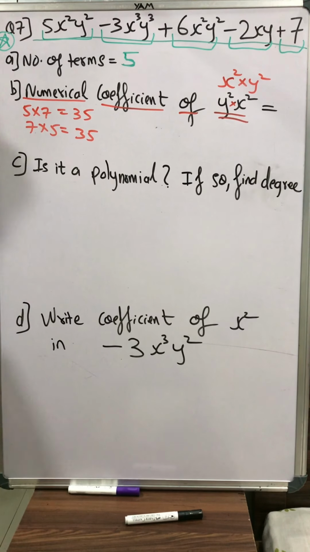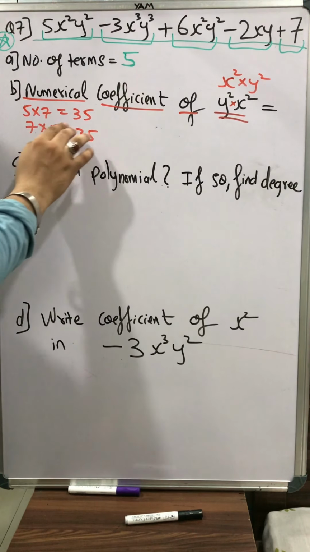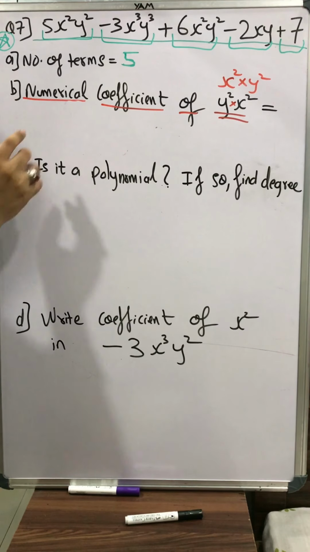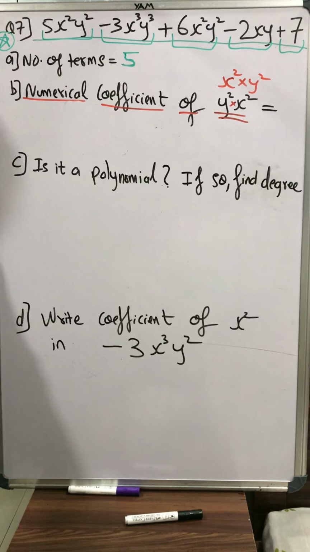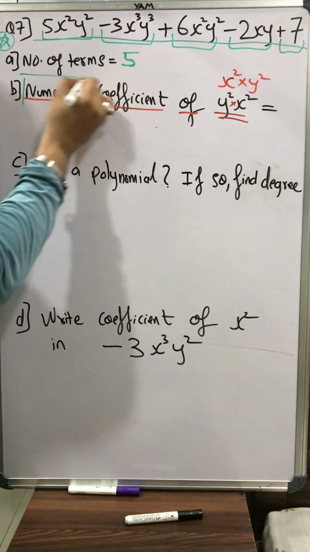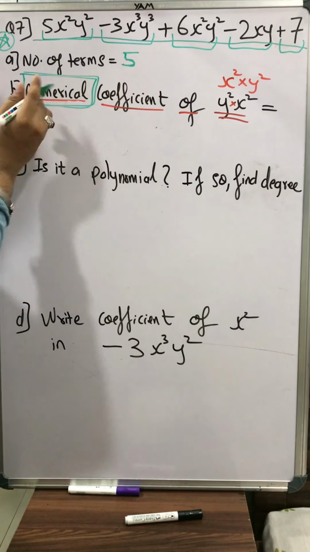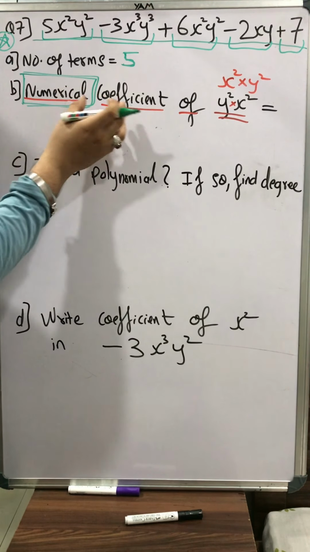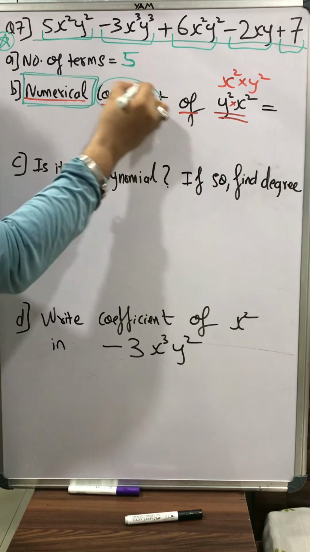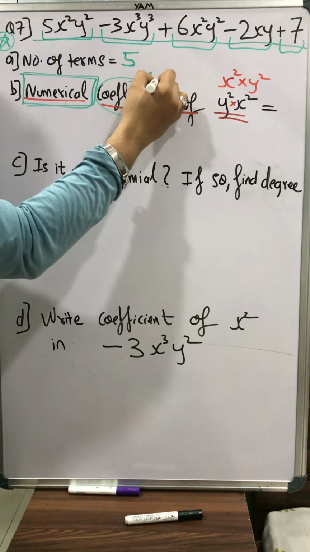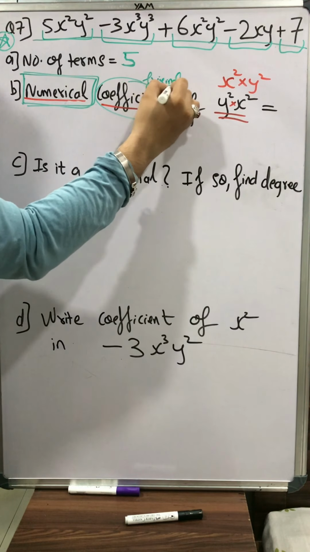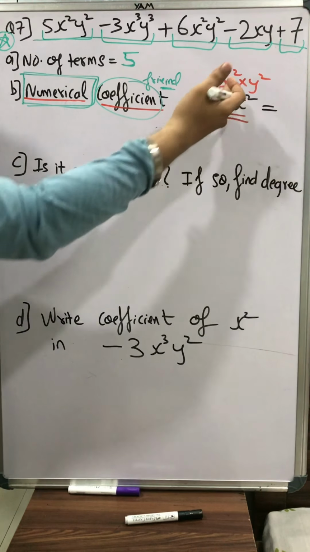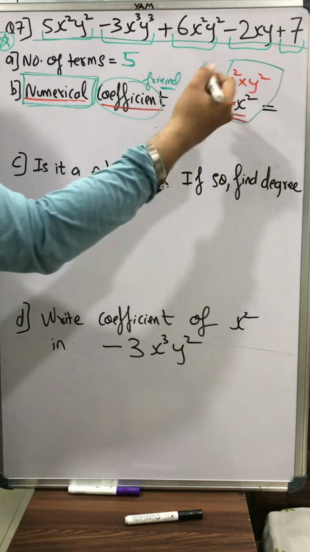So now let's do it. I erase this stuff from the board. Now I have to find the numerical coefficient. I emphasize this word numerical. Numerical means the number. I just have to see the number associated. Coefficient means partner or friend. The numerical friend of y square x square or x square y square. It's one and the same.